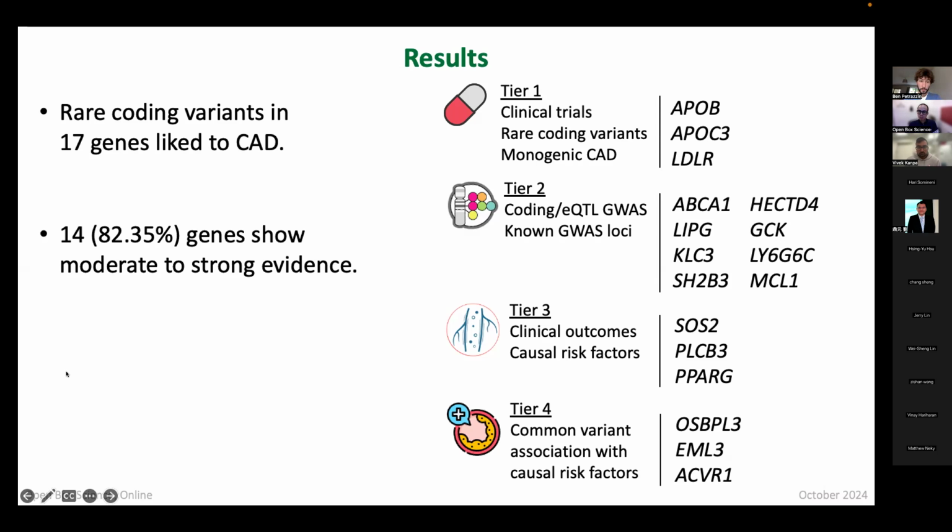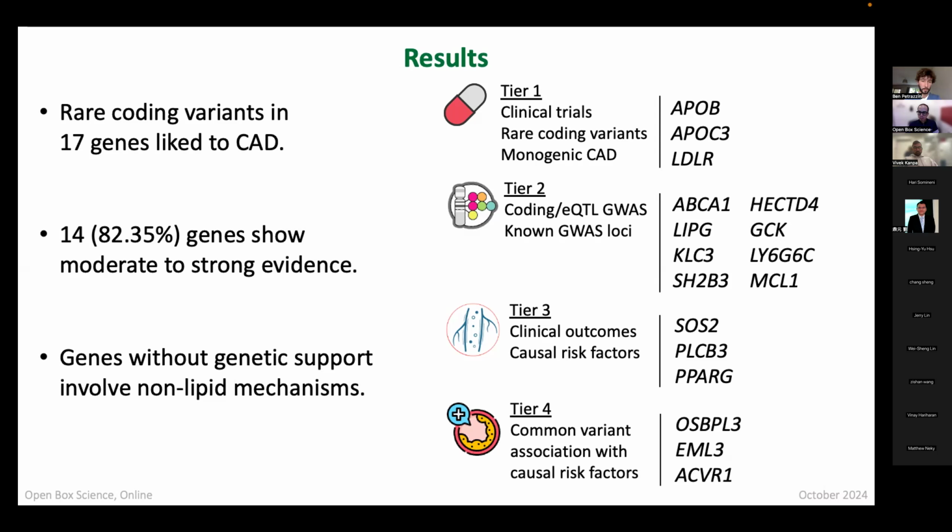In total, 14 of the 17 genes, 82%, have at least moderate support for a role in CAD, which is important to be sure that the associations with ISCAD are specific to CAD and represent CAD genetic architecture. And then also, I think very, very interestingly, from tier 3 and tier 4 genes, so genes without genetic support, none of them regulate lipid pathways.